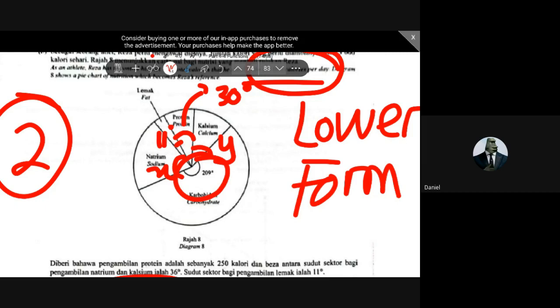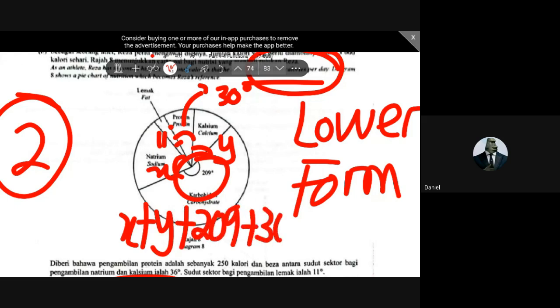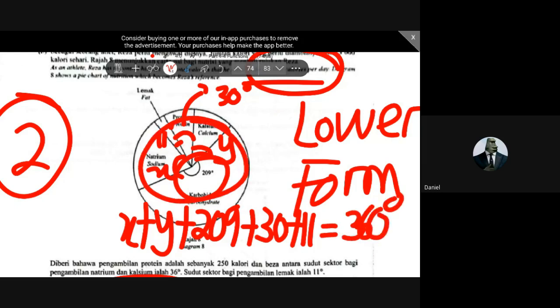Okay. So the concept is like this: X tambah Y tambah 209 plus 30 plus 11 equals 360. Kita tambah semua sudut. We add all the angles in the sectors equal to 360 because sudut bagi sebuah bulatan ialah 360. The angle for a whole circle is 360 degrees.